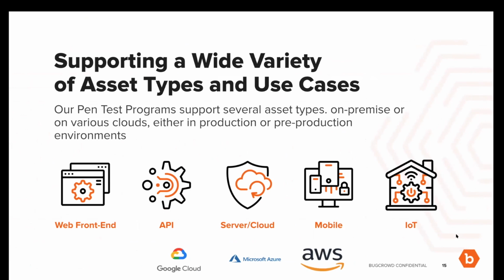Again, Bugcrowd supports a wide variety of asset types and use cases. You could use Bugcrowd for web apps, APIs, server or cloud, mobile applications, IoT. And again, just a few examples of the different clouds that we support. But I'd say that we're cloud agnostic for the most part. If you have a specific asset that needs to be tested, we can find someone in the crowd who can satisfy your needs and is the best match for your use case.